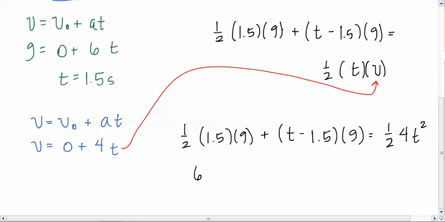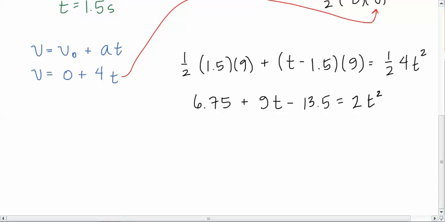So this is 6.75 plus, I'm going to FOIL this out, so I have 9t minus 9 times 1.5, which is 13.5, is equal to half of 4 is 2t squared. Alright, so now we've got this quadratic equation.